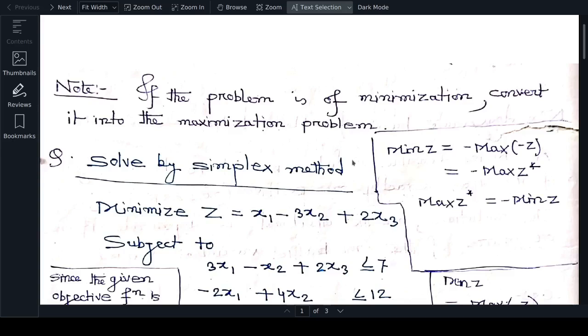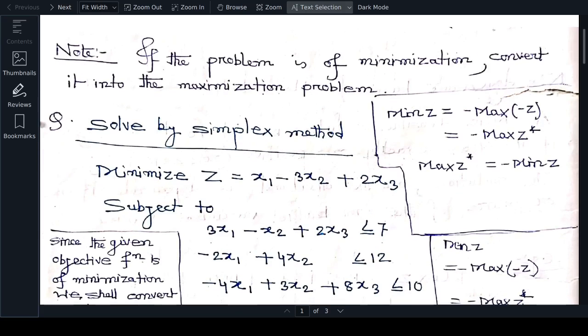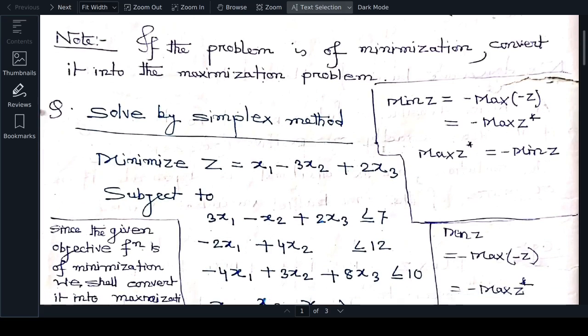If the objective function is a minimization problem, then how to solve this one? Okay, all of you find the note. The first note is given.